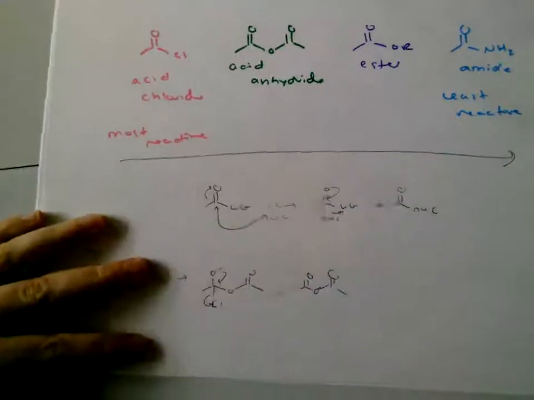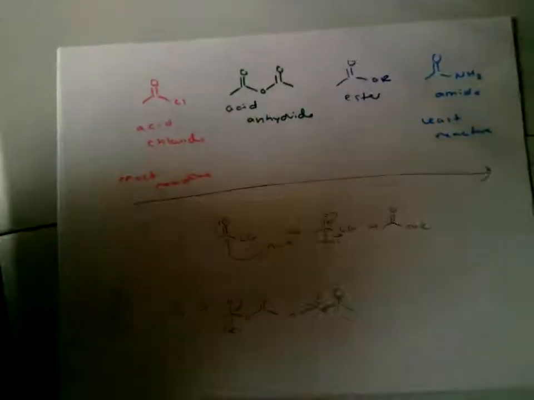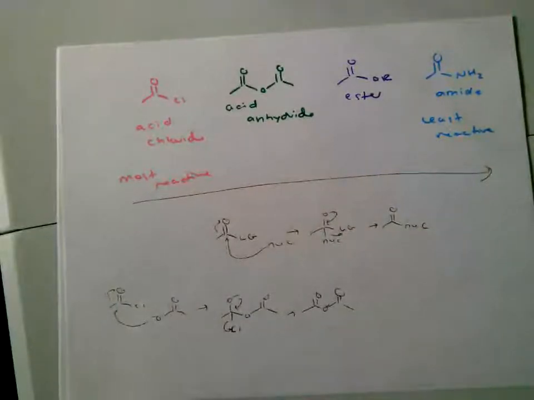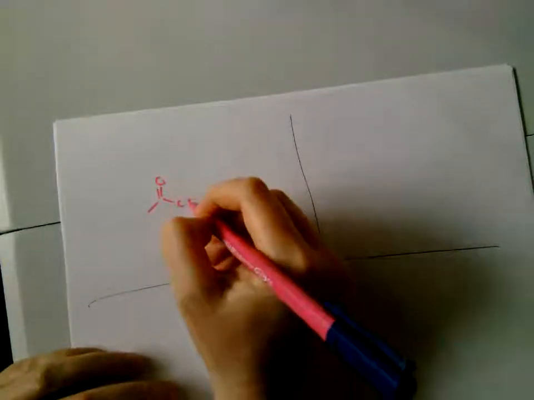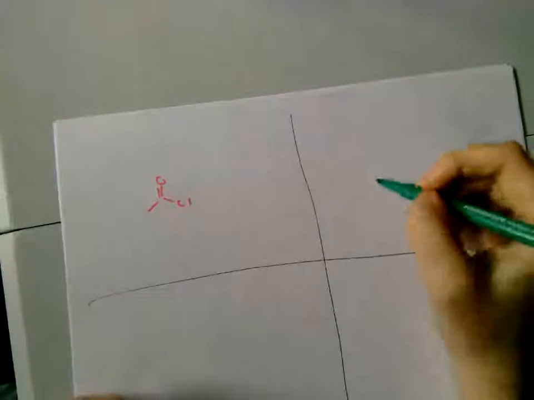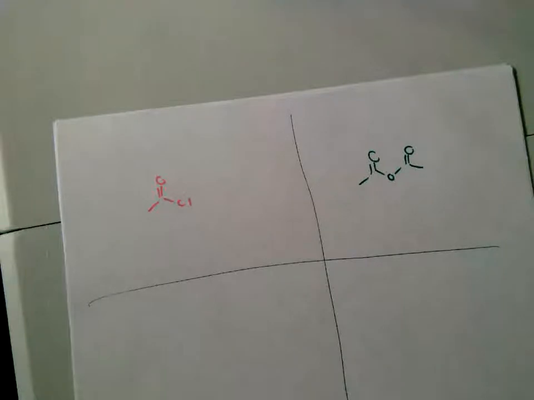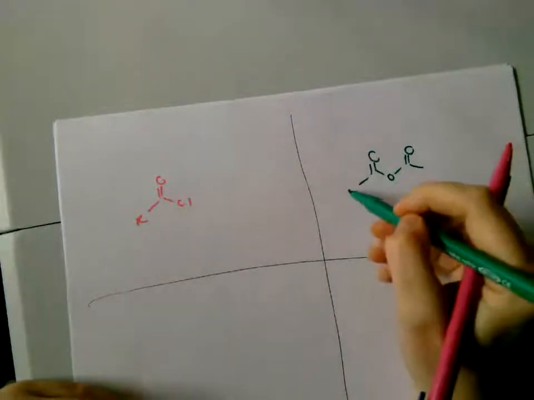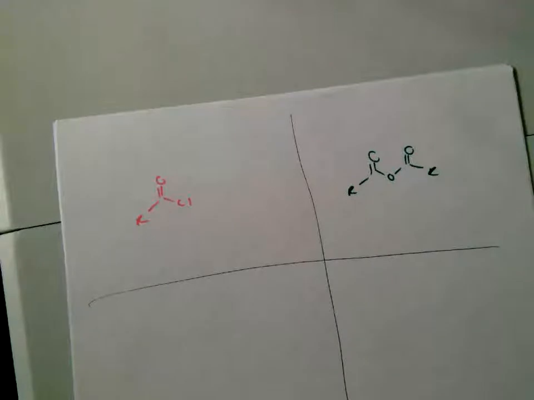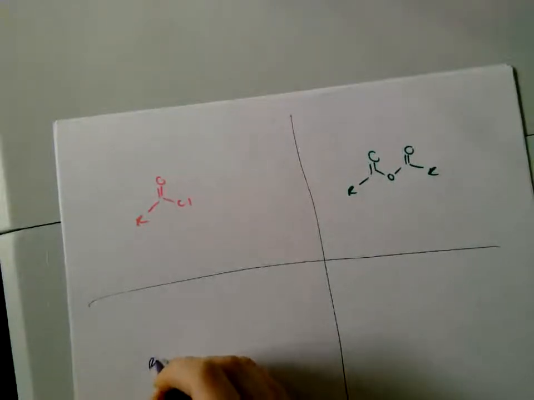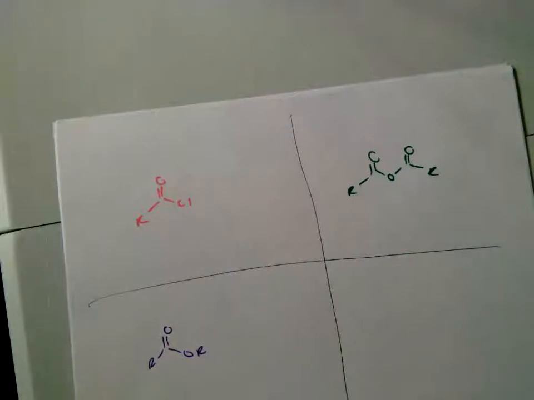What I want to do to demonstrate that is make a big group of reactions. I'm going to do it on separate pages, but I'm going to do 4 charts. We'll have the acid chloride, the acid anhydride, and I'm going to try to keep them separate if I can remember. This is just any R. It's not just a methyl. Any R group will work this way. An ester, and the amide.